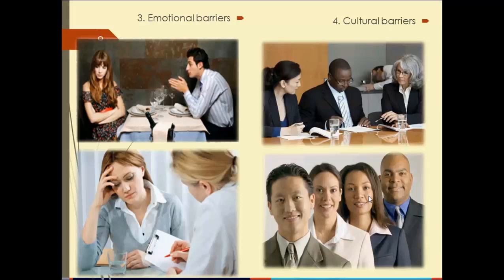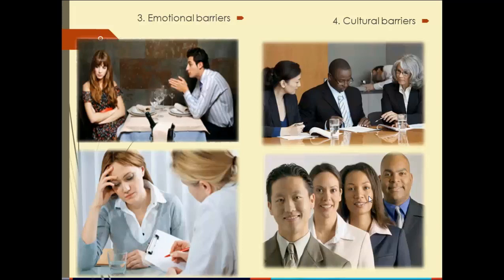So when you have emotional barriers, you are upset about something, you are not happy about something, you hate something, it's hard for you to understand the message, right? Because you are really upset. It will be like you are listening, but you are not really listening, you are not getting the message.